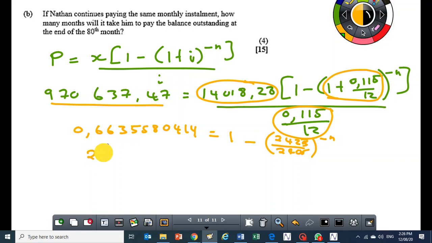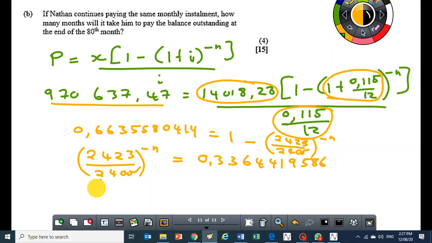Then, if I take it to the right, (2423 over 2400) all raised to the power of minus n. Then subtract the 0.66 from 1. You get 0.3364419586.